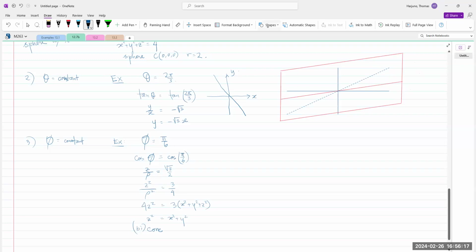Okay, pictorially, we see it. No, it's actually not a bicone. I'm sorry, it's not a bicone. It's only a cone, not a bicone. That was a very wrong statement.